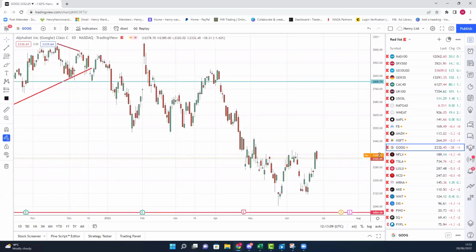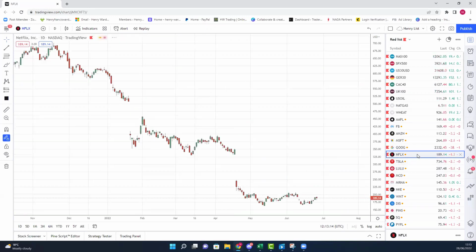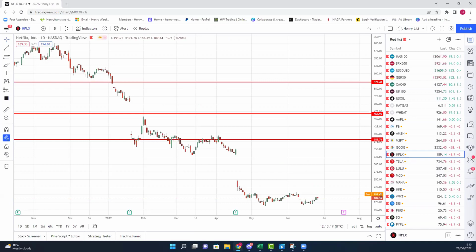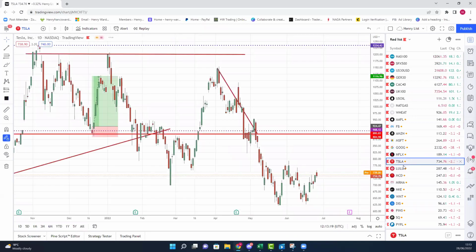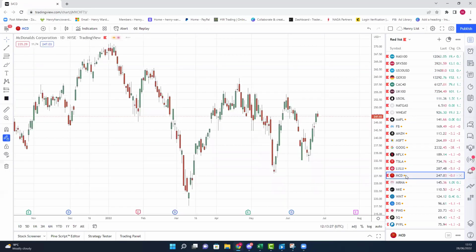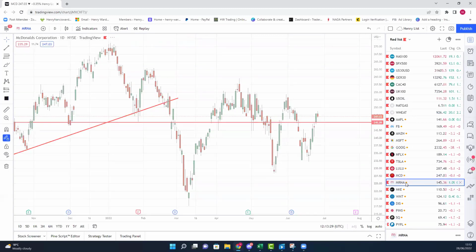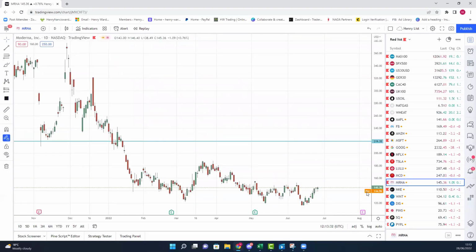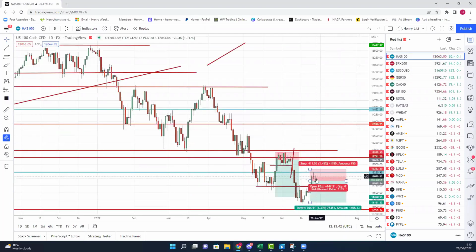Google, a little more up than the other ones. Netflix, barely up. Tesla, a few dollars up. Lululemon, slightly up as well. Okay, so it looks like the market is slightly up across the pre-market. Moderna is slightly down. That would go hand in hand with what the Nasdaq is saying here, that it's slightly up on the futures market.